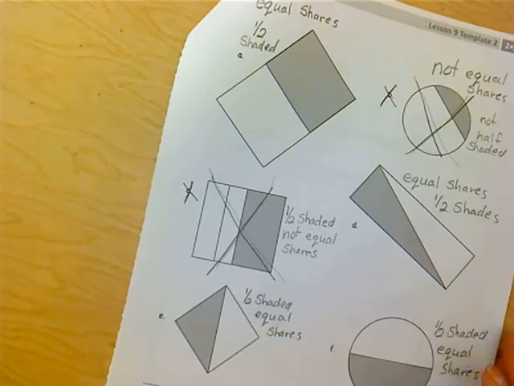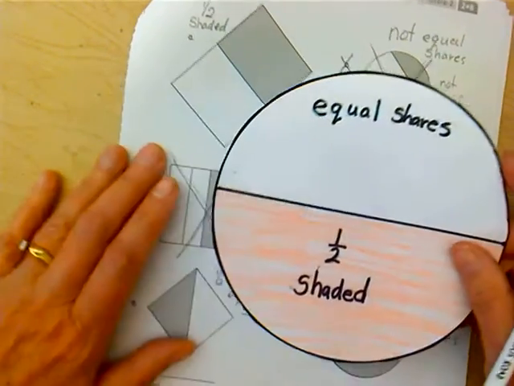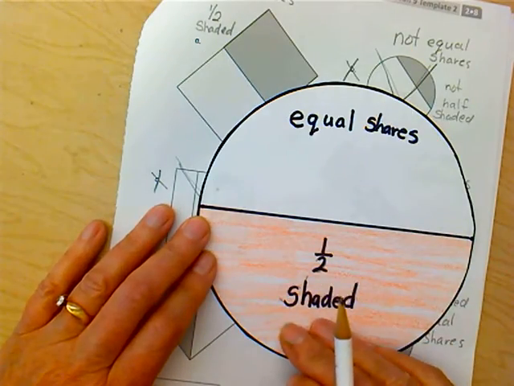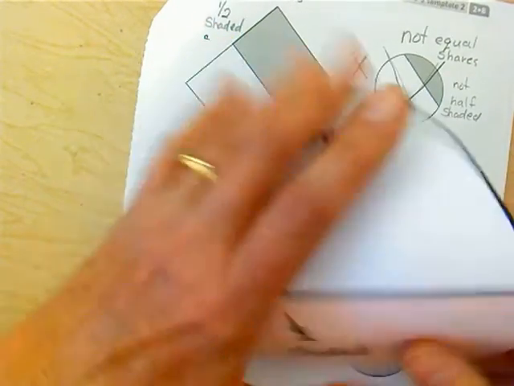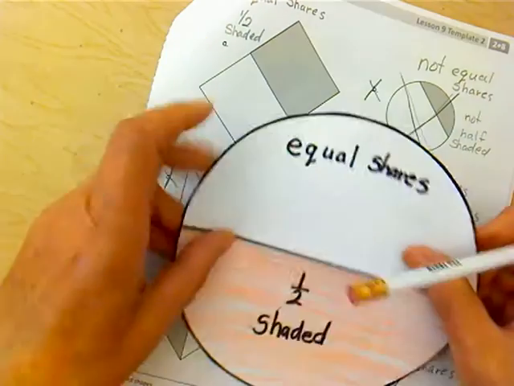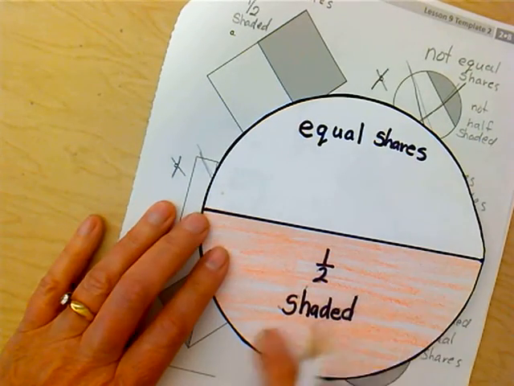Alrighty then, and let's take a look at your circle. You should have cut your circle out and put that yes, each of my halves are equal shares. I hope you folded that. That's how I got mine so nice and perfect. It's because I folded it and then I opened it back up and I shaded half.